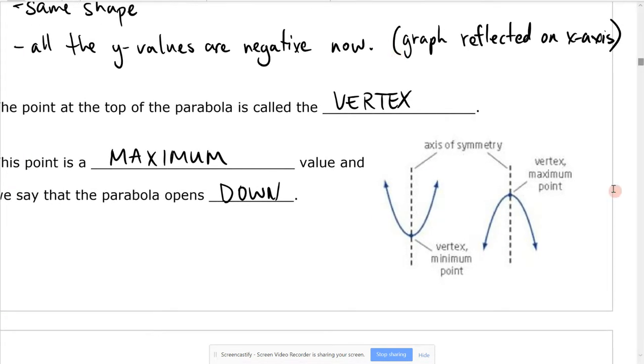So another diagram here: the axis of symmetry, a dotted line, cuts through the vertex. This axis of symmetry cuts through the vertex. You have a graph opening up, and this one has the graph opening down. Okay.